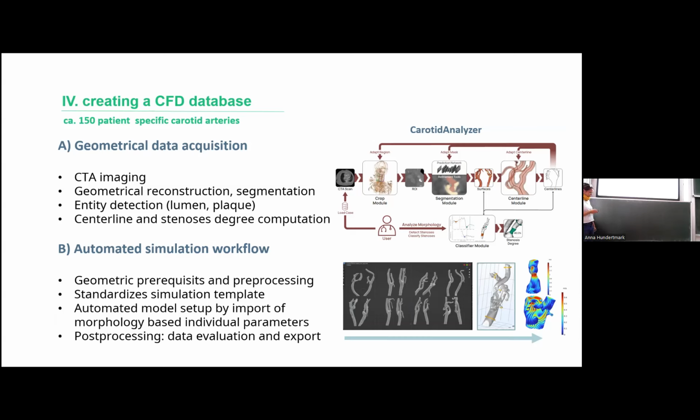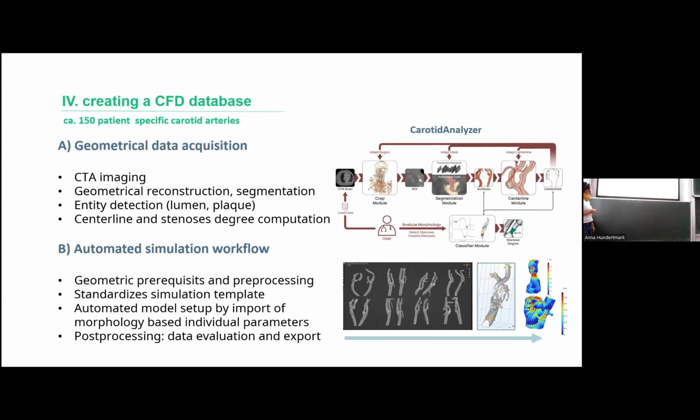How to do it? The first point is that the geometrical data acquisition was not done by us. The group of Jena made the CTA imaging, geometrical reconstruction, segmentation of the outer arteries, entity detection, interlumen detection, and the plaque detection, center line computation, and stenosis degree computation. It is called a morphological analysis.